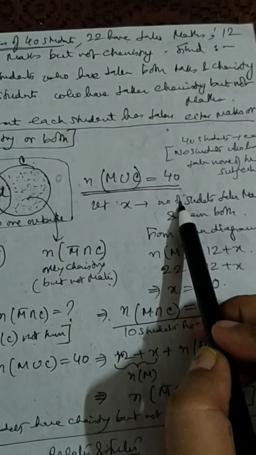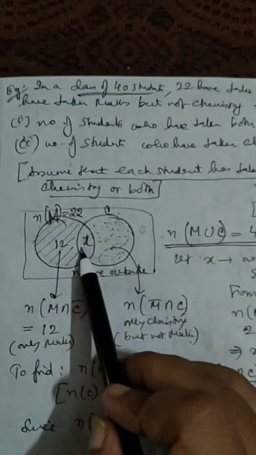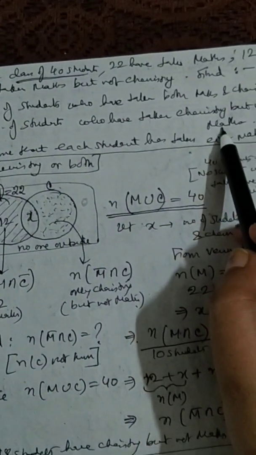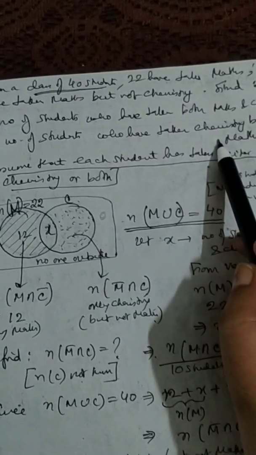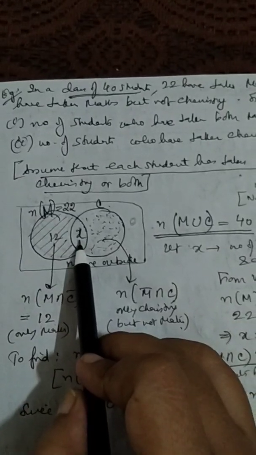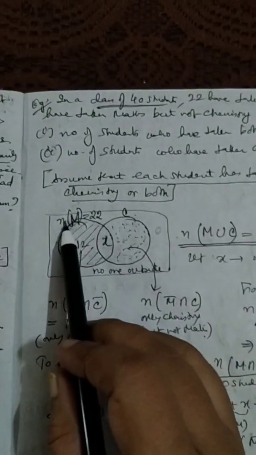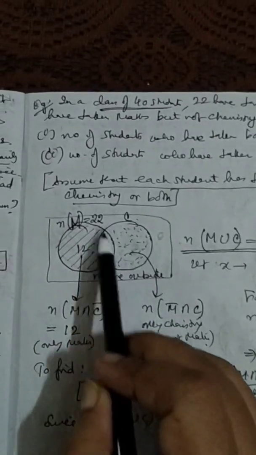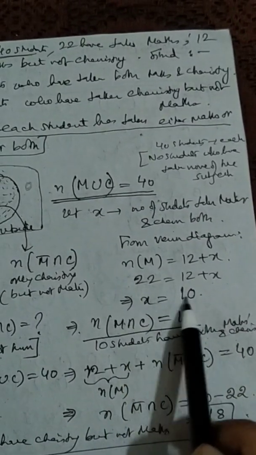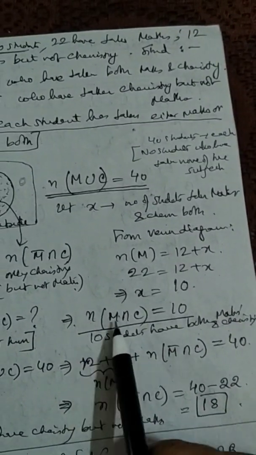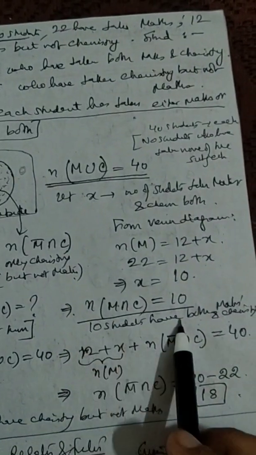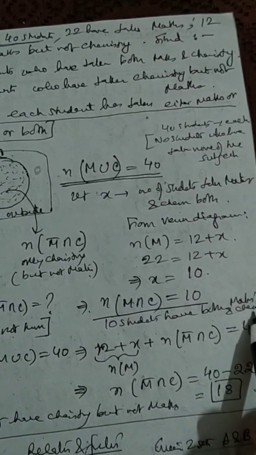We have to find out X in the first subpart, which is the common region between M and C, and the number of students who have taken chemistry but not maths. That means this is what we have to find. So how will we proceed? First, let us find out this. How will we get that? We know this total is 22. So 12 plus X is supposed to give me 22, and that gives me 10, which means N of M intersection C is 10. So there are 10 students who have taken both maths and chemistry.